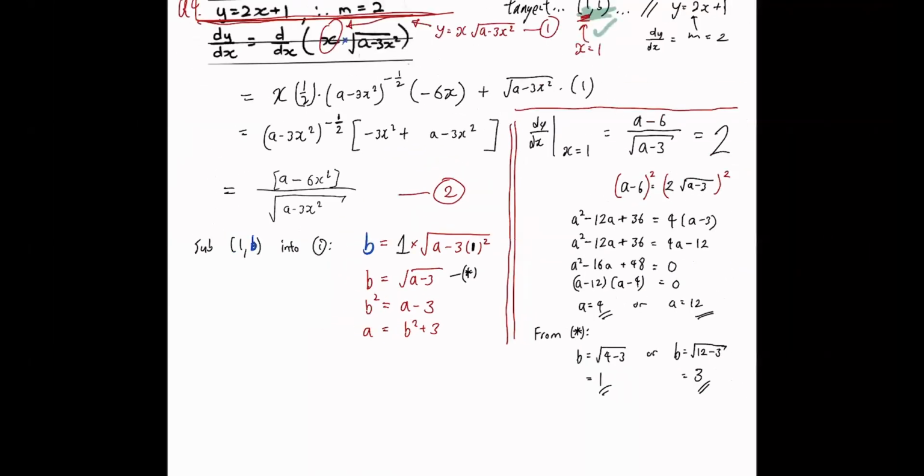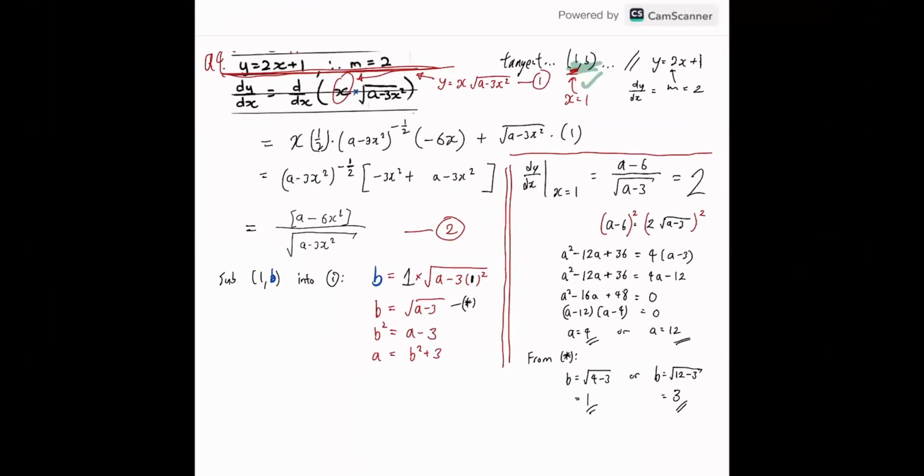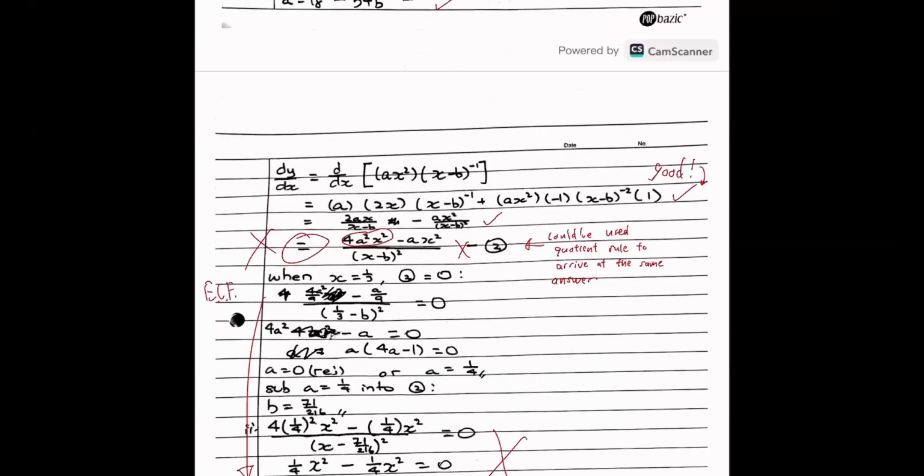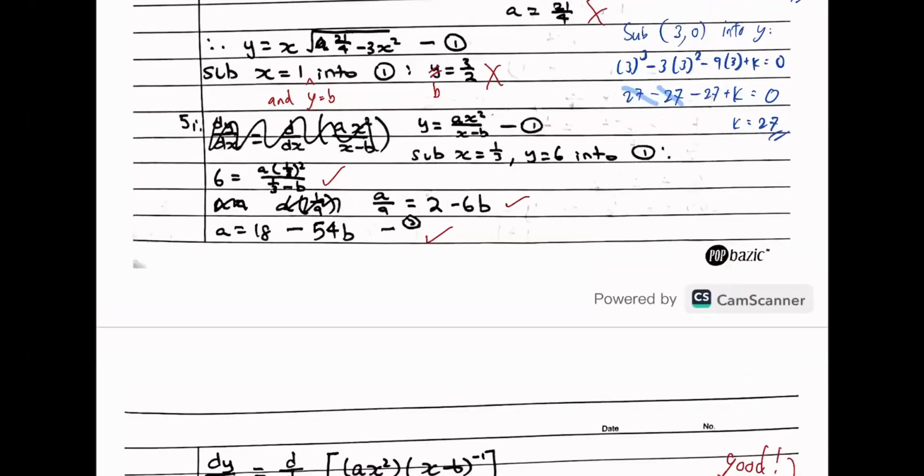Any questions? No. Okay, good. Let's go to question 5. Over here, what happened? Let me see. You substitute in the point (1/3, 6) into equation 1, then you get the first A and B equation. This is very good.